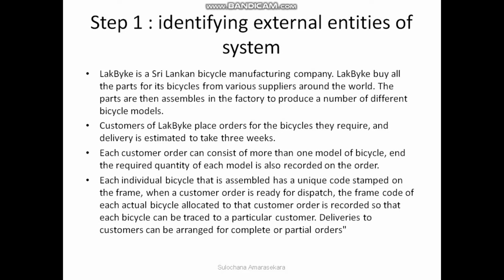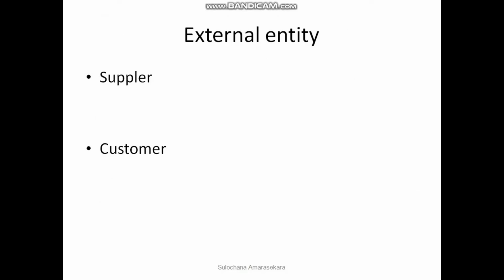external entities. First external entity is suppliers. The system buys parts from suppliers. Next external entity is customer. Customer can put an order and they can get their bicycles by paying money to the system. I use this slide to summarize my findings.